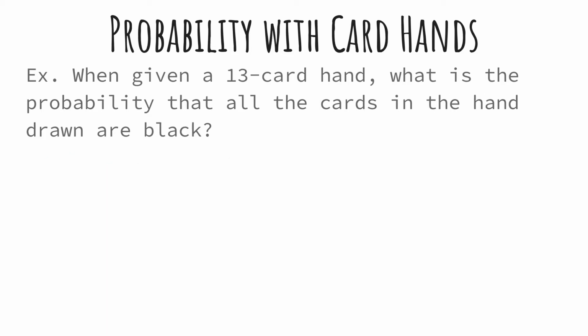All right, looking at this next example, when given a 13-card hand, what is the probability that all of the cards in the hand drawn are black? So for the numerator, we're going to use the combination. Now there's 26 black cards, so we're going to put that there, and we're going to draw 13 of them. And we want all 13 of them to be black. Now, out of a total in the denominator, we have a total of 52 cards, and we're going to choose 13 of them.